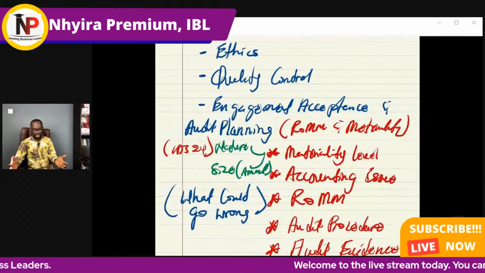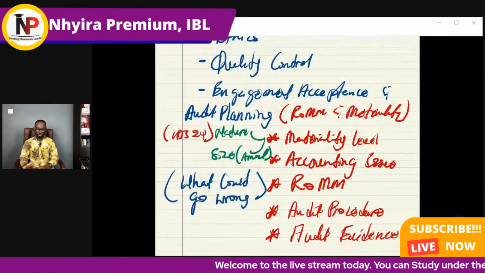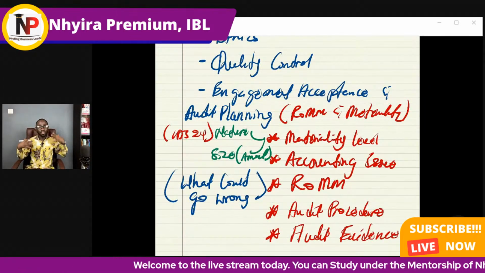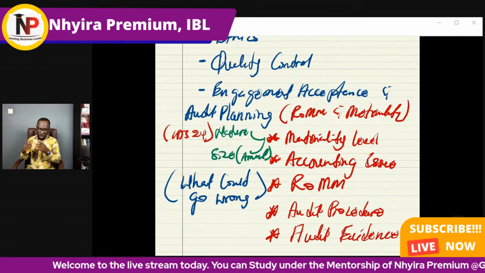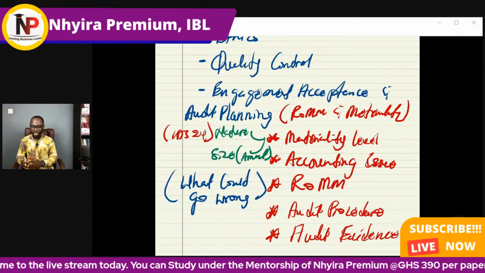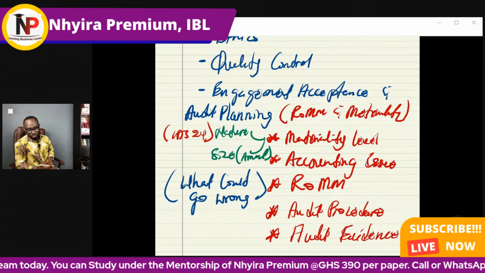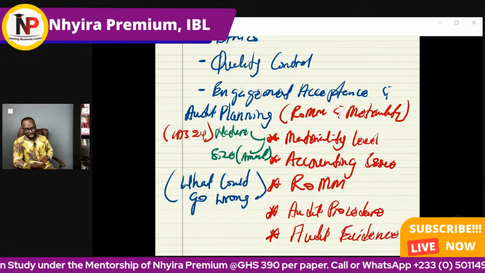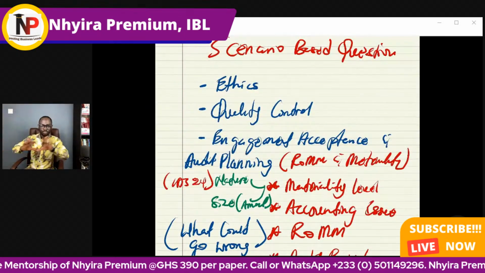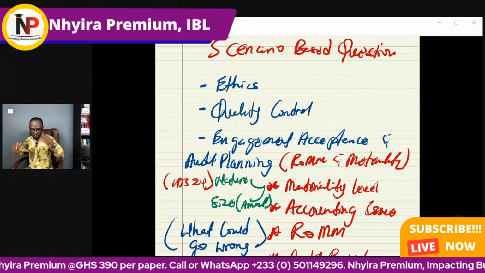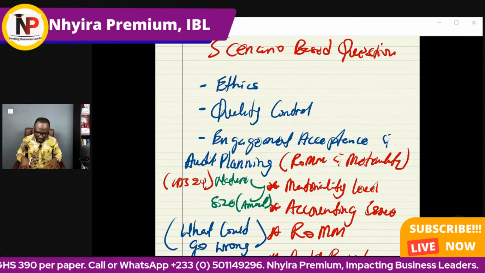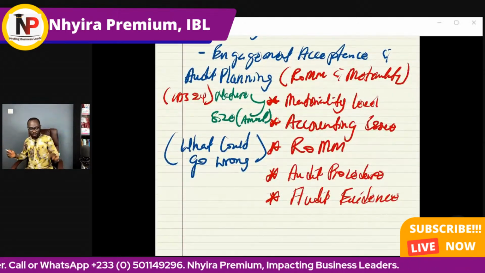So this is going to be in the exam hall. I don't know how the examiner is going to structure this up, but there is a question waiting for you in the exam hall on materiality and risks of material misstatement in that case. So ethics, done deal, is waiting for you in the exam hall. Engagement, acceptance, and audit planning is going to be in the exam hall.